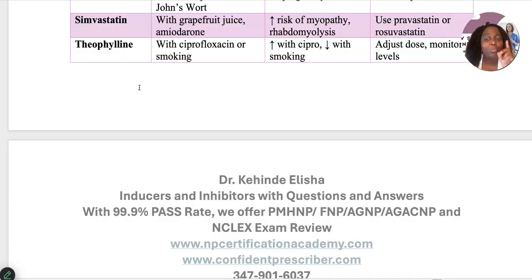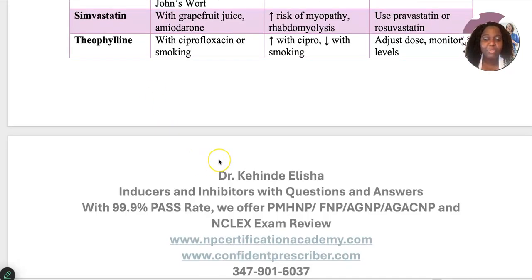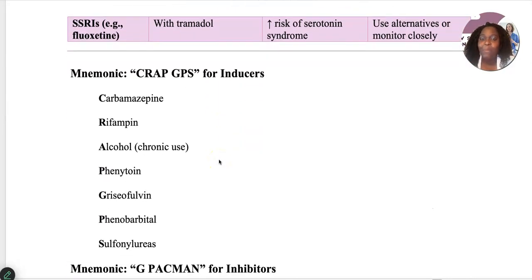A CYP450 inducer. To induce is to reduce. An inhibitor is like a weight and a problem, and that will in fact raise the level of the drugs up. Ciprofloxacin happens to be an inhibitor. It's in fact going to increase my theophylline. So you're going to adjust the dose and monitor accordingly. Our SSRIs, when combined with tramadol, we're going to see an increase in risk of serotonin syndrome. Use alternatives or monitor very, very closely.